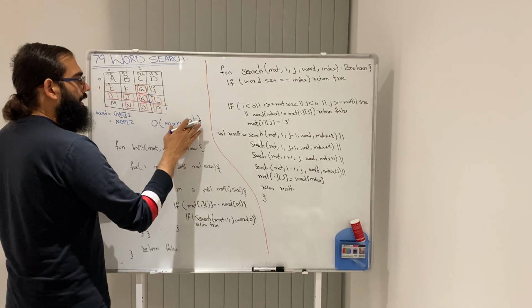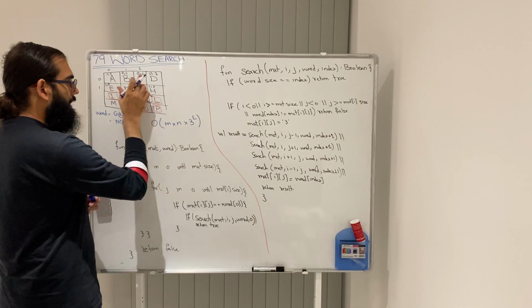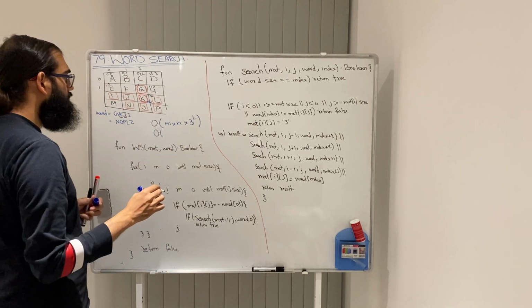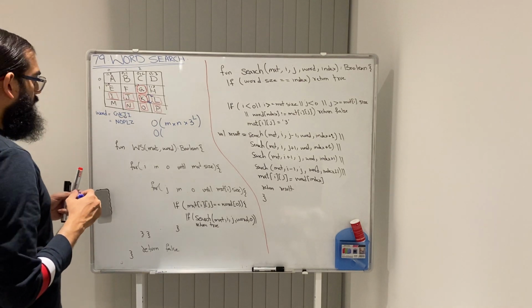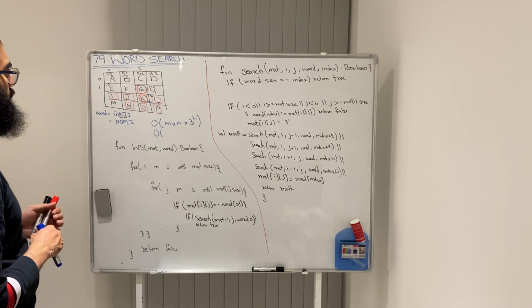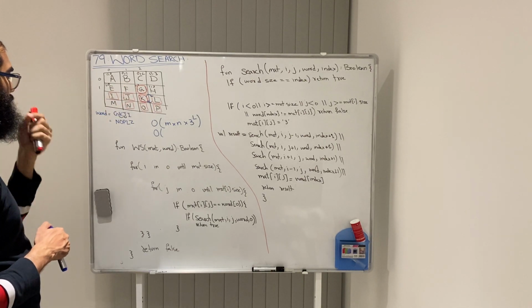Here L is equal to the length of the word, and m into n is the matrix. In case of space, we are not going to take any extra space, it will be in place.